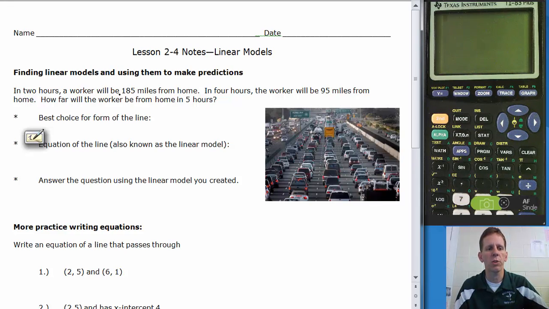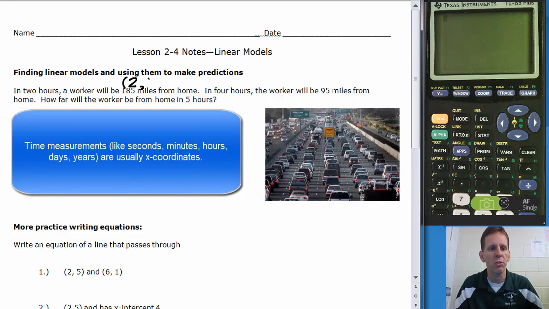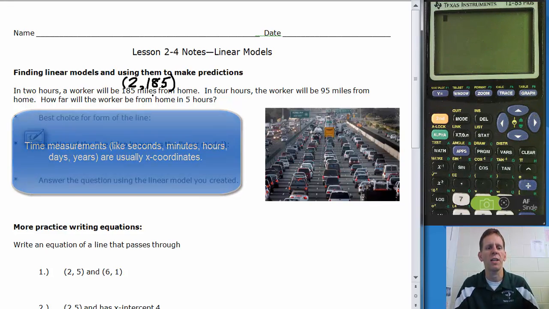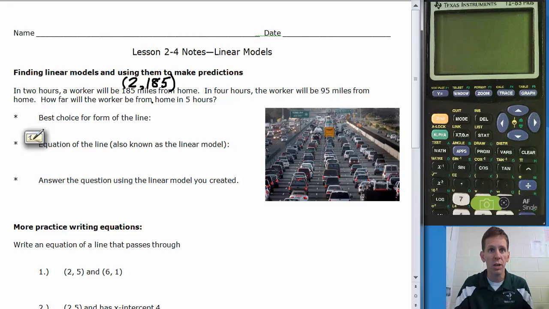It says in 2 hours, a worker will be 185 miles from home. If you want to, you could think of 2 as being like an x coordinate. It's a time measurement. A lot of times time is an x value. And we'll use this distance of 185 miles as the y coordinate. So this first sentence you could think of as being a point, (2, 185). In the same fashion, in 4 hours, a worker will be 95 miles from home. You could think of that as the point (4, 95).